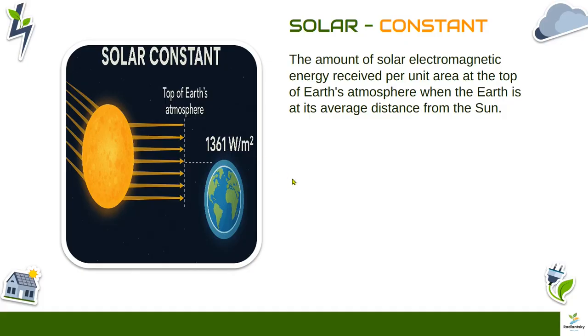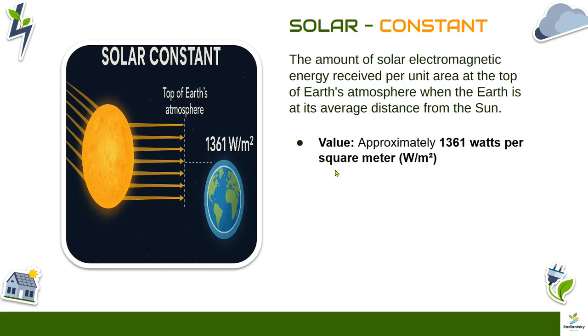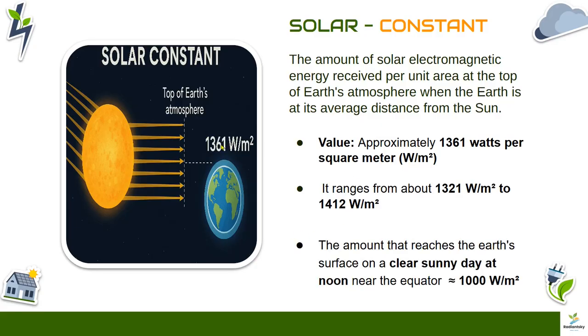1361 watts per square meter. That is what is called the solar constant. In some areas it can vary, depending on the temperature and all that. It can vary up to 1412 per square meter. But there's another thing you need to understand. 1361 is the amount that reaches the atmosphere.